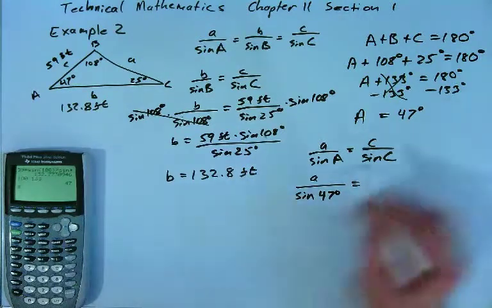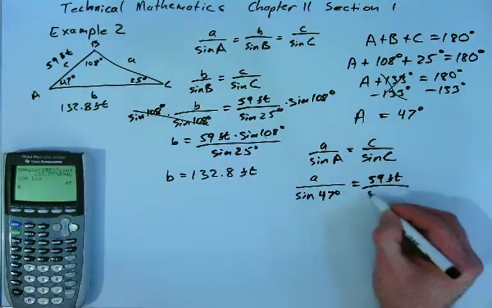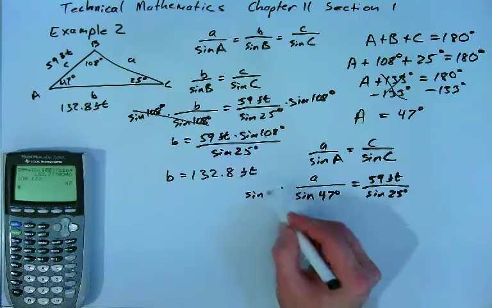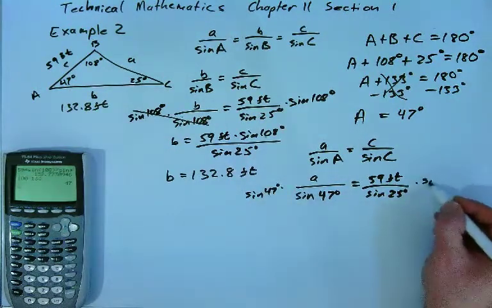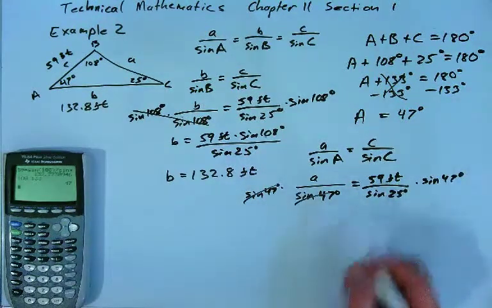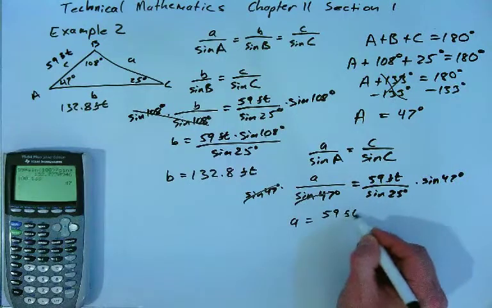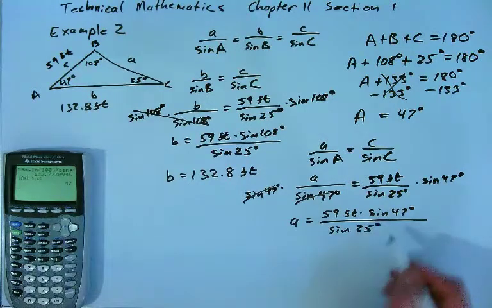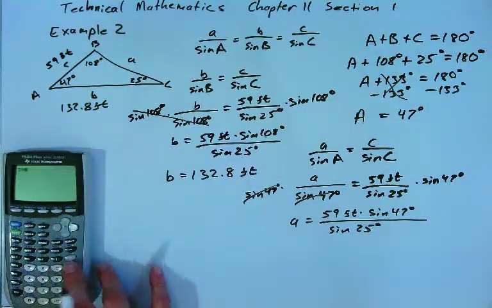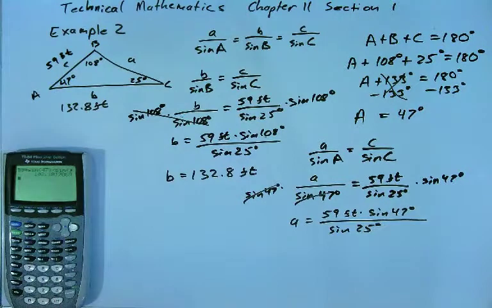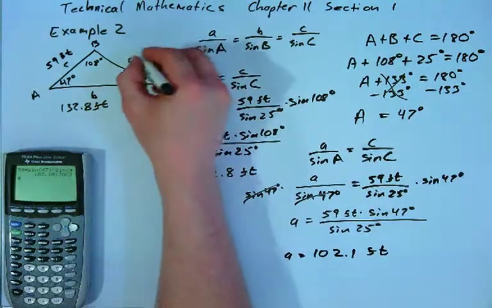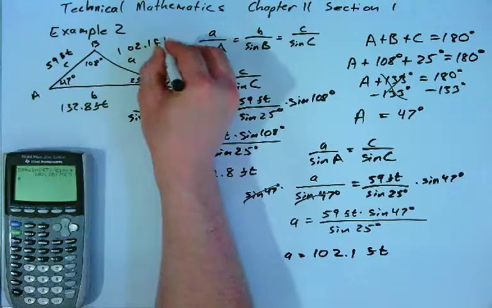A over sine 47 degrees is equal to 59 feet over the sine of 25 degrees. And so we want to solve for A. We'll multiply both sides by sine 47 degrees. These cancel. And we get A is equal to 59 feet times the sine of 47 degrees divided by the sine of 25 degrees. Plug this into our calculator. 59 times the sine of 47, close parentheses, divided by the sine of 25 equals, we get A is equal to 102.1 feet. So side A must be 102.1 feet.